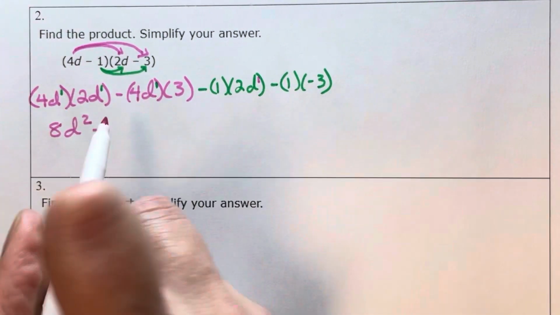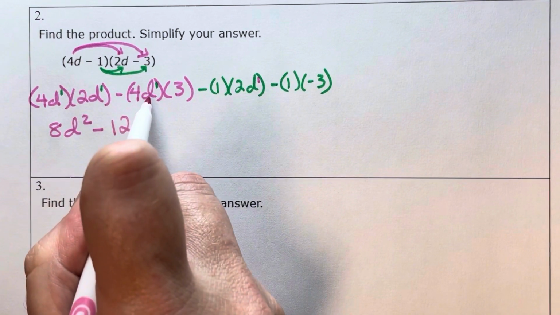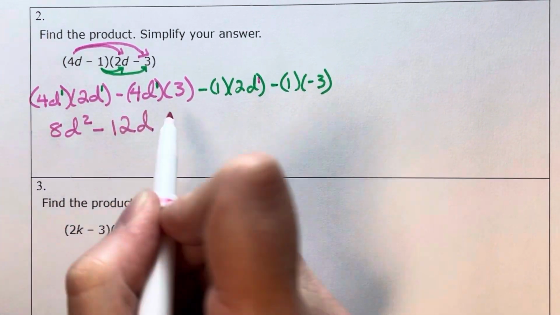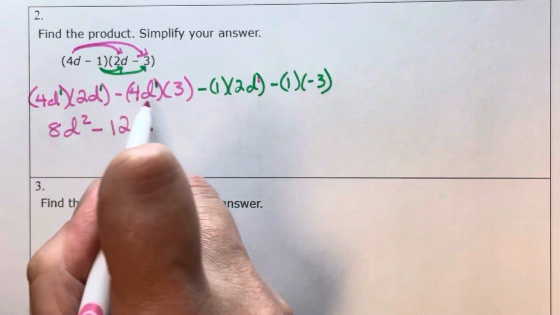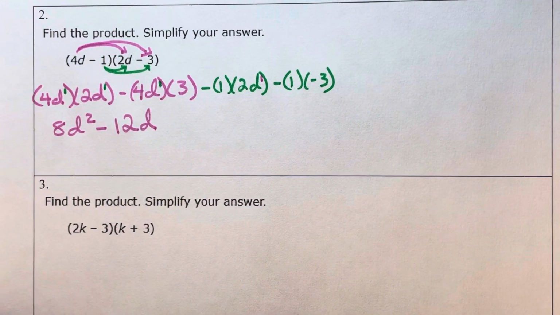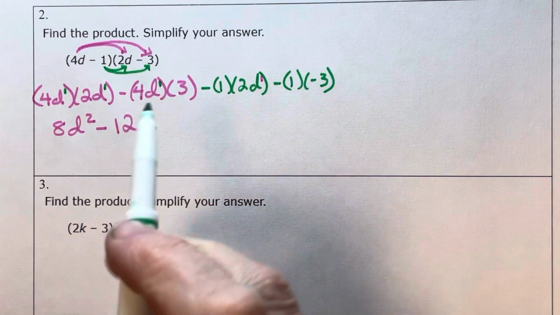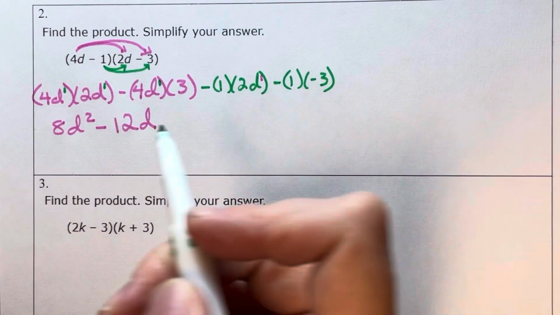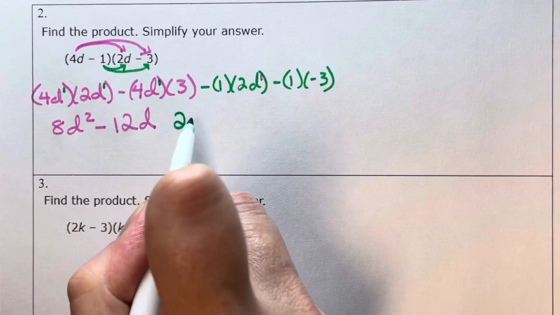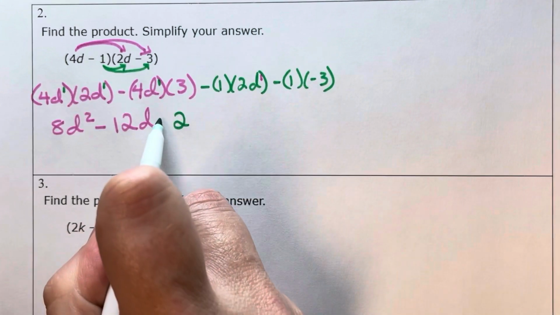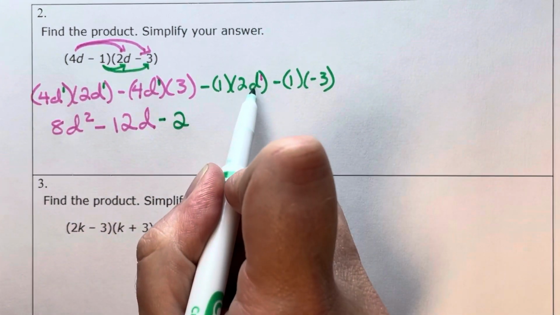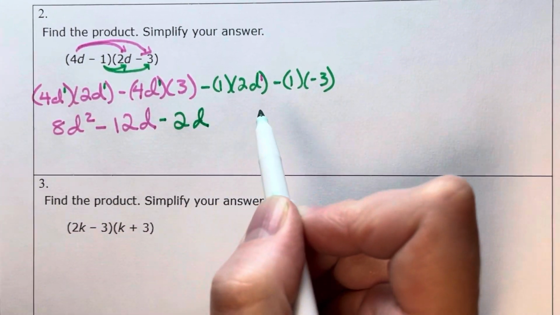Big 4 times big 3 is big 12 with a big D beside it. There's only one D in this multiplying set, so you're not going to change your exponent. Big 1 times big 2 is 2, but don't forget the minus that is in between these two terms. And there is still a D beside that 2.